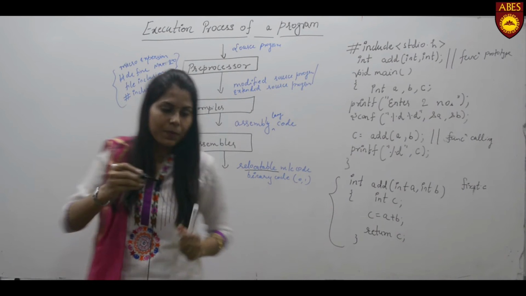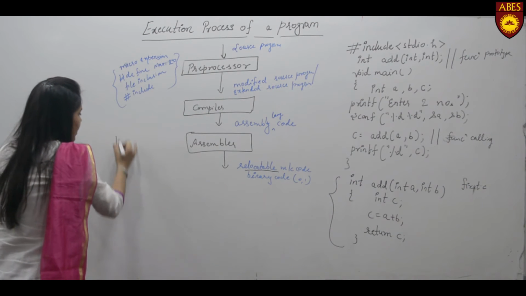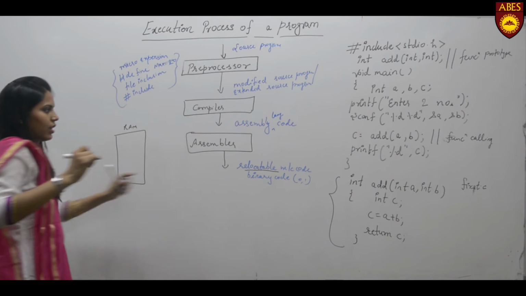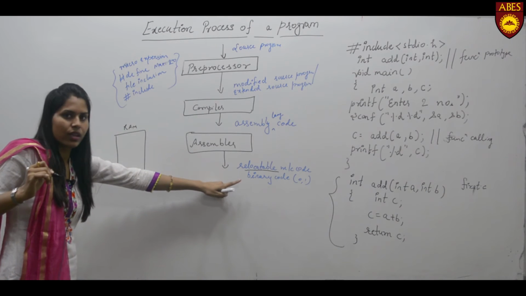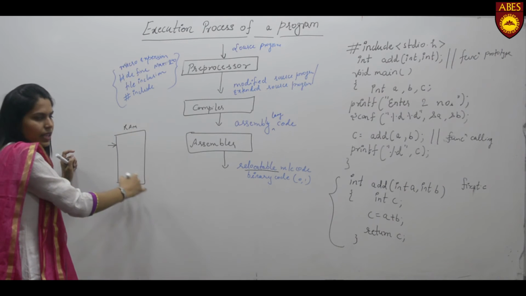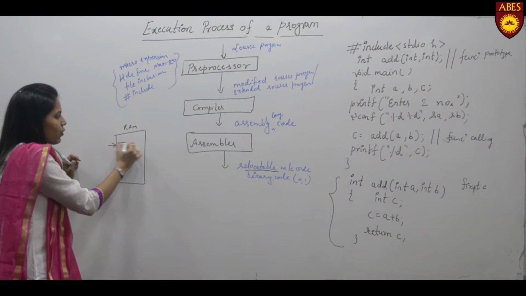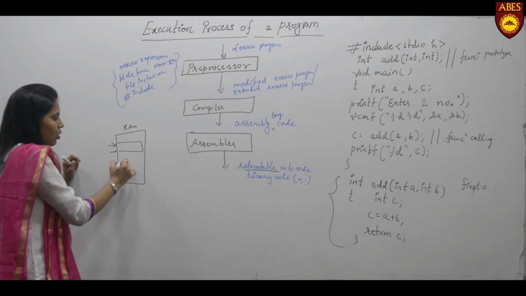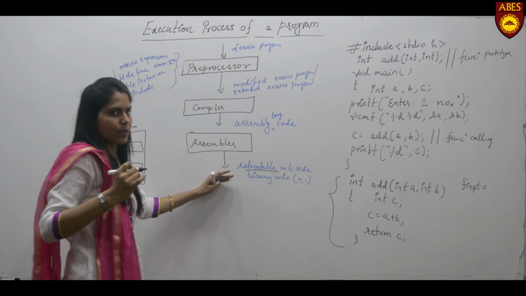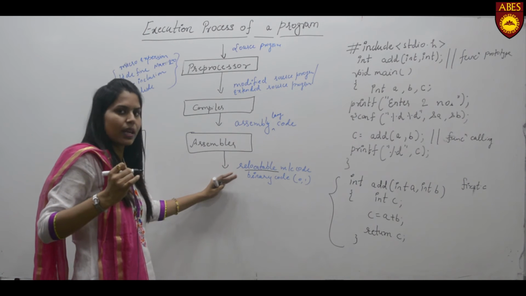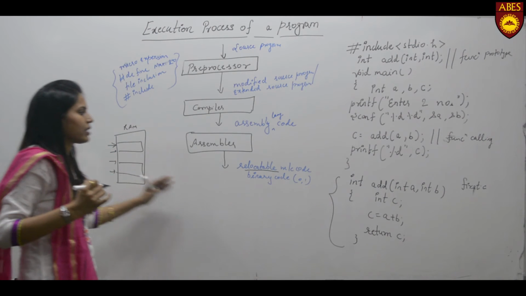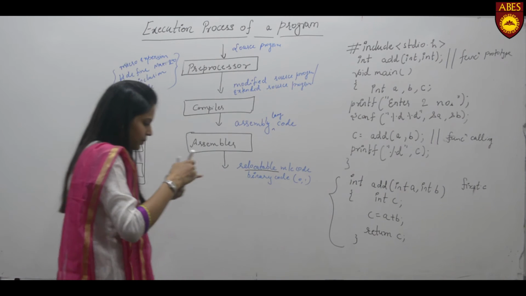You can see here, suppose this is the memory RAM and the assembler generated machine code. The machine code can be loaded in this RAM or in this memory. You can load from here to here, or you can load from here to here. It means it is relocatable. It doesn't have any fixed memory address. You can relocate it anywhere in the memory. So it is relocatable machine code.